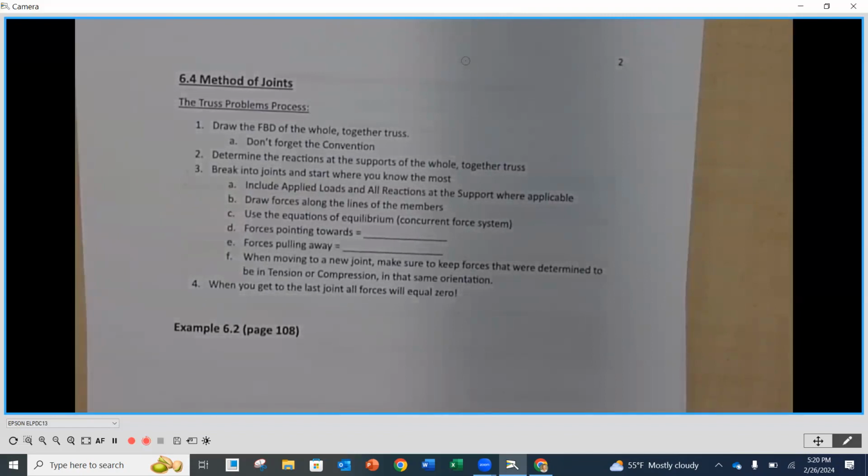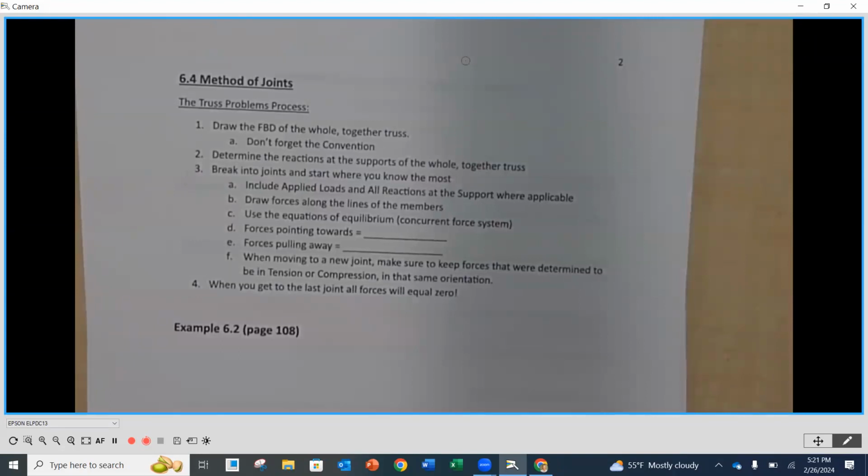Then what we're going to do is break down into each one of the individual joints, and we're going to start at a joint where we seem to know the most. Now, that might not make a lot of sense to us right now, but I'll talk that through when we get there. You want to make sure that at each one of the joints, if there are any applied loads or any reactions that were either given to us in the problem or calculated in step number 2, we're going to include those wherever that joint is located. We're also going to draw the forces along their lines or their members. So some of them are going to be horizontal, some of them are going to be vertical, but some are going to be at angles. So we're expecting that we're probably going to have to worry about some components, okay?